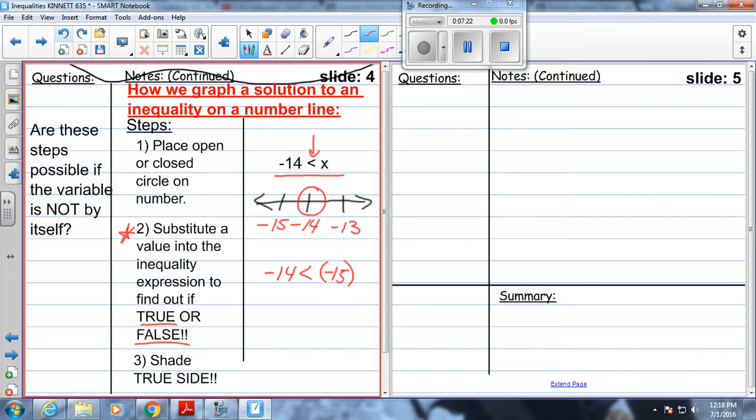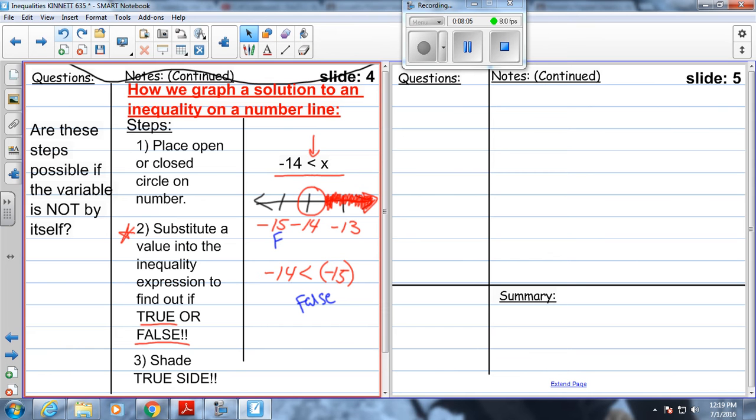What does matter is finding out whether the statement we've made is true or it's false. So is negative 14 less than negative 15? Is that true or is that false? Yeah, that's false. So we're going to put a little F under negative 15, keep our mental reminder there. And step 3 says shade the true side. So if the negative 15 side is false, the negative 13 side has to be true. Please realize I'm shading that line in, and then I'm shading that arrow because it does go on forever in this direction. And this is how you show the solution to an inequality on a number line.